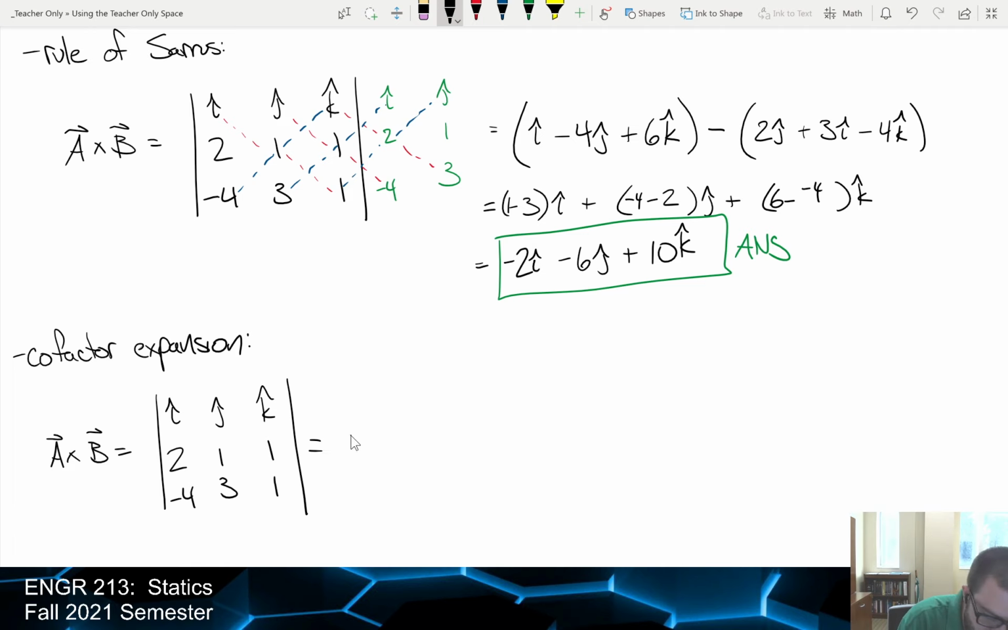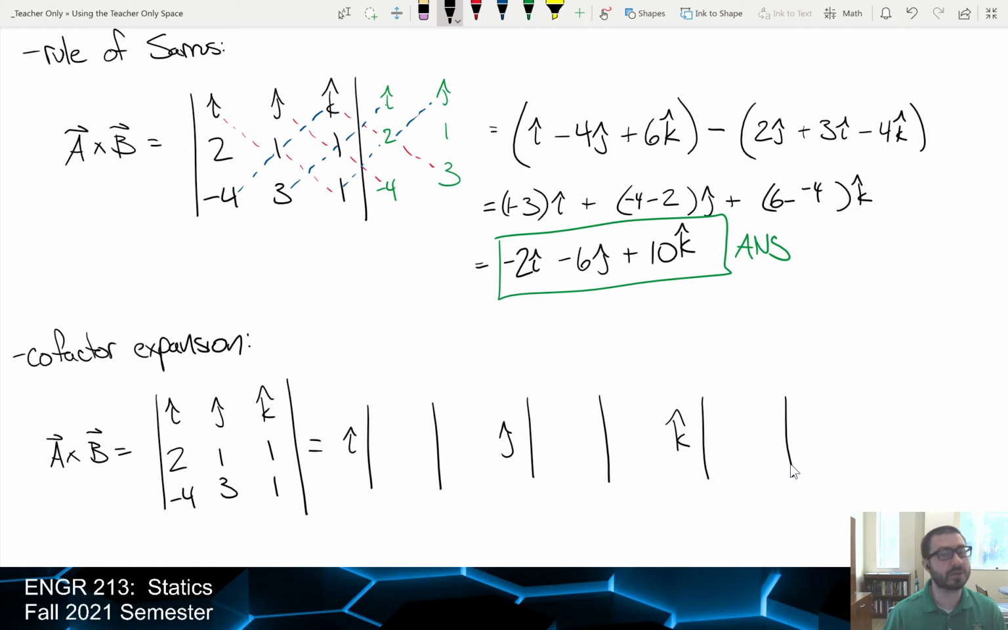And so the way that this will work is I say expand along the first row. What that means is it's going to be i times a smaller determinant, and then j times a smaller determinant, and then k times a smaller determinant. Before you fill in those determinants, you alternate your signs. Like this is positive, this is minus, this is positive. Usually I won't even write that first one. So i times a determinant minus j times a determinant plus k times a determinant.